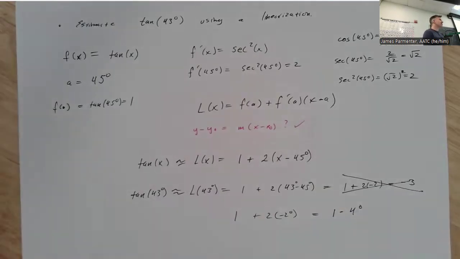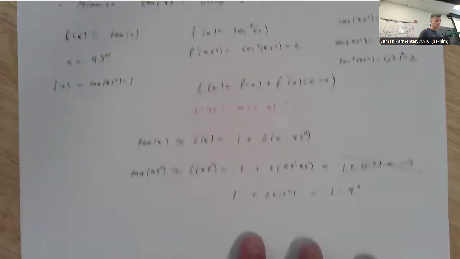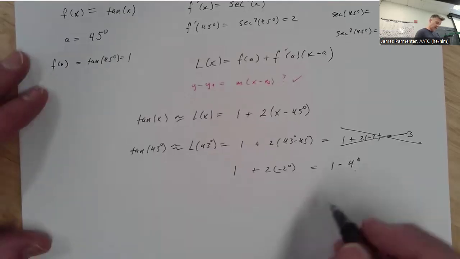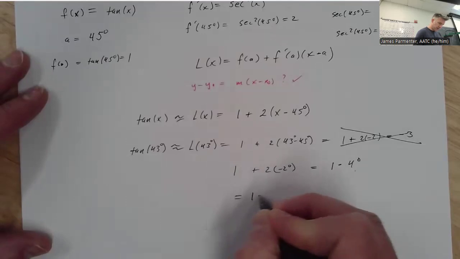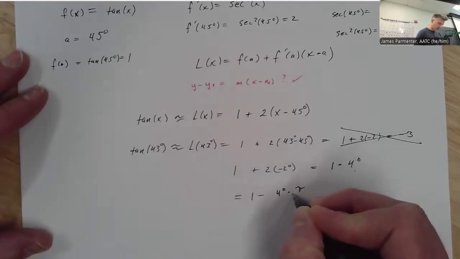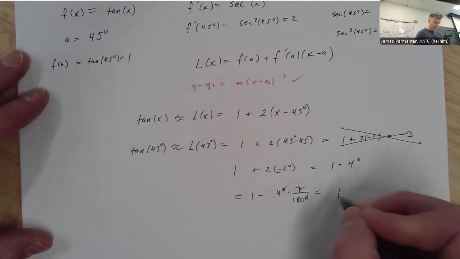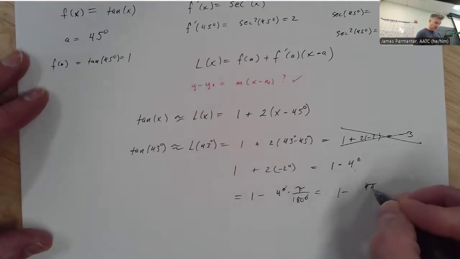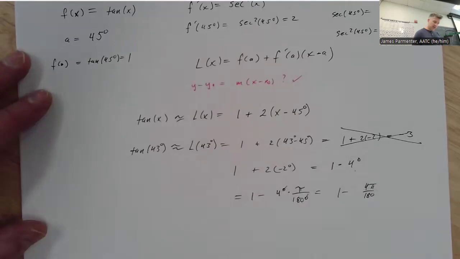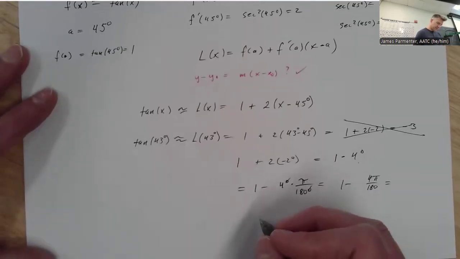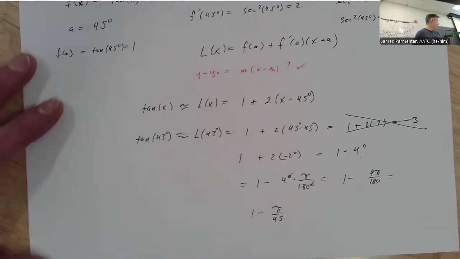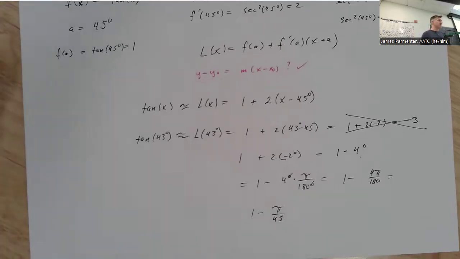Degrees are terrible. Calculus works better in radians. So when you have degrees like this, you want to change that degree to a radian. So what this should really be is 1 minus 4 degrees times pi over 180 degrees. And then the degrees cancel. You get 1 minus 4 pi over 180. And let's just do it that way. Let's say it's 1 minus pi over 45. Pi over 45 is pretty small, right? It's about 0.06, somewhere around there.